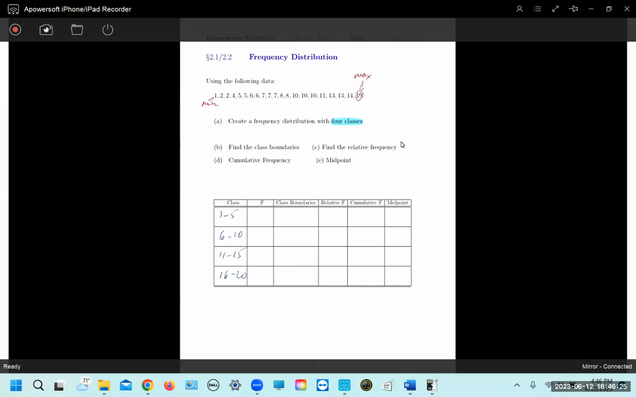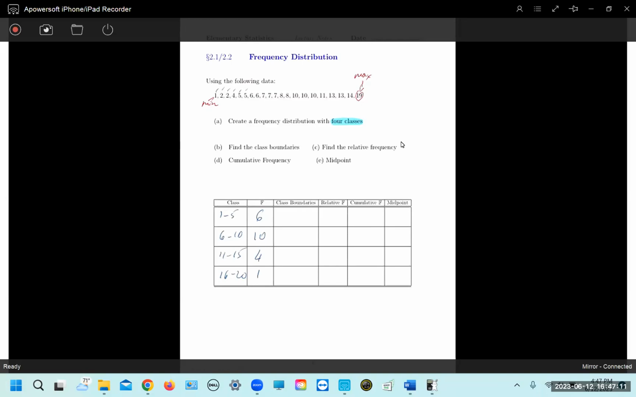So we can count this. For 1 to 5, we got 1, 2, 3, 4, 5, 6, so that one should be 6. The frequency right here is 6. And we continue with 6 to 10, where we got 10 of them. And from 11 to 15, we got 4, and then 1.